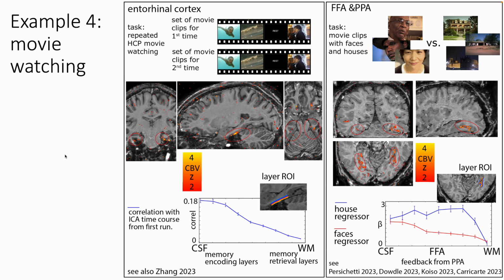Even more challenging in the neocortex, right above the ear canal in the entorhinal cortex, over there we are looking at layer responses for memory encoding and memory retrieval for repeated movie watching paradigms. And there we do get weak but consistent layer specificity across the different cortical layers. Also looking at the hierarchical processing of FFA PPA, we get somewhat reliable activation maps of houses versus faces in different feed-forward or feedback signatures as expected.